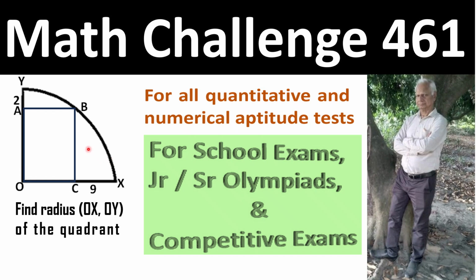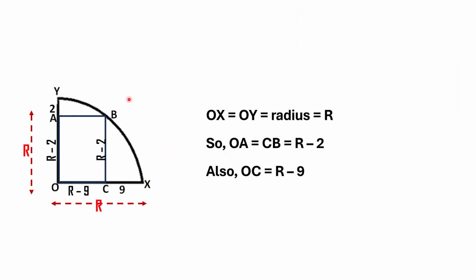Math Challenge 461. Now look at the figure. OY is the radius. O is the center of the quadrant, so OY is the radius, and AY is 2, so OA will be R minus 2. And because this is a rectangle, CB will also be equal to R minus 2.